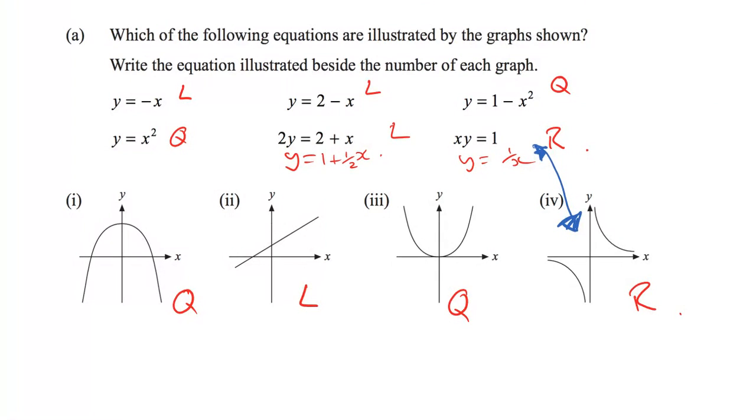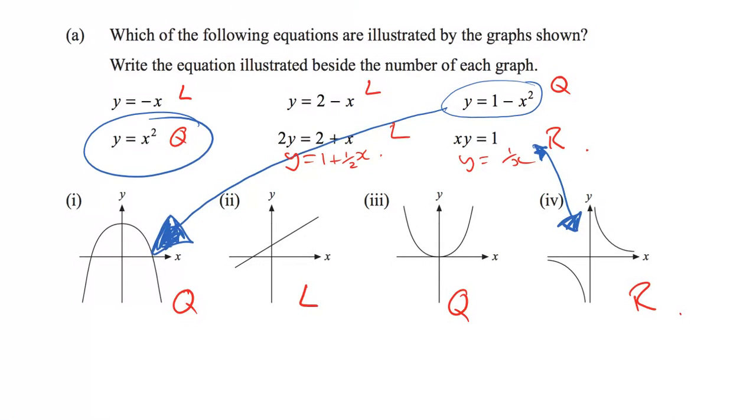Right, what about our quadratics? Well, this one in the top right corner of the algebra, look, y equals 1 minus x squared. That has a negative number in front of the x squared. Well, that means a sad face, doesn't it? So that one has to go over here with the sad face. That's going to leave this one to go as the happy face, okay? So that is going to go there.